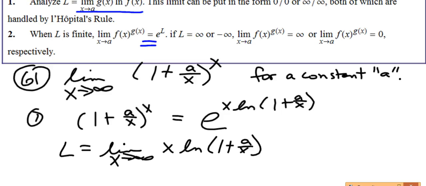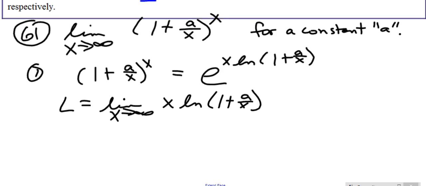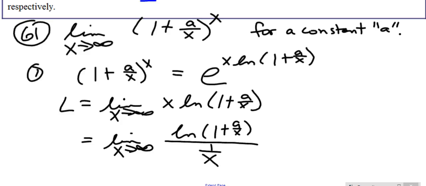And we're going to put this into an f of x over g of x form. So I'm going to put the x in the denominator by multiplying by 1 over x for both the numerator and the denominator. And I get the limit as x is approaching infinity of ln of 1 plus a over x, over 1 over x. I now have an f of x in the numerator and a g of x in the denominator, so I can apply L'Hopital's rule.